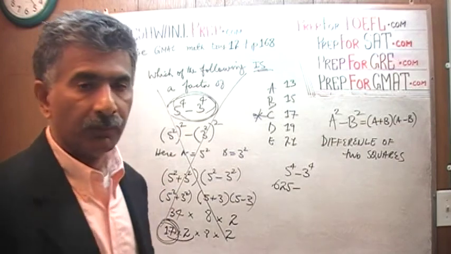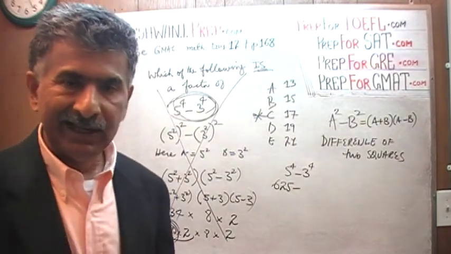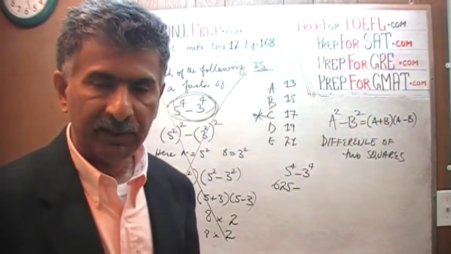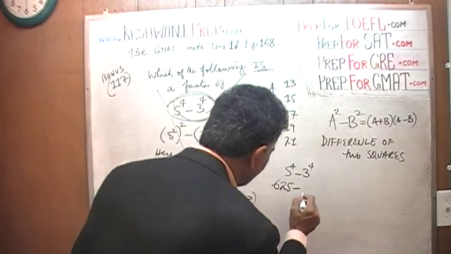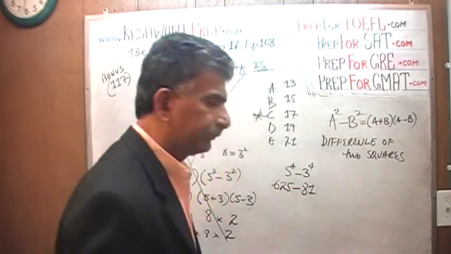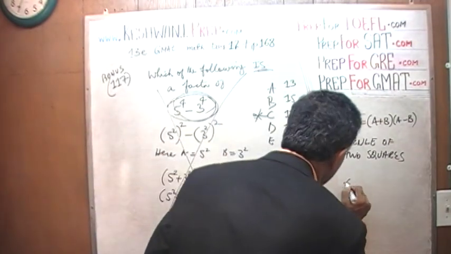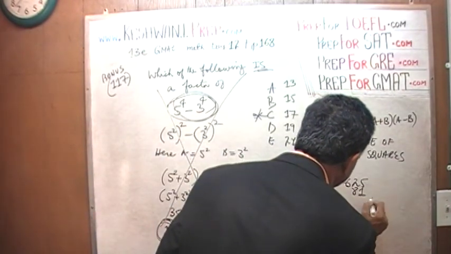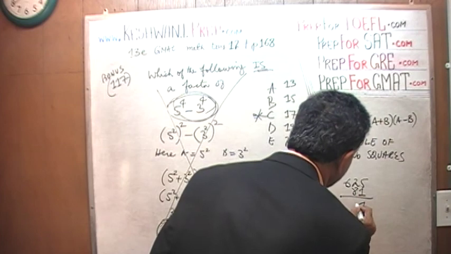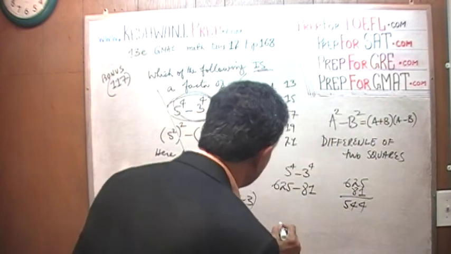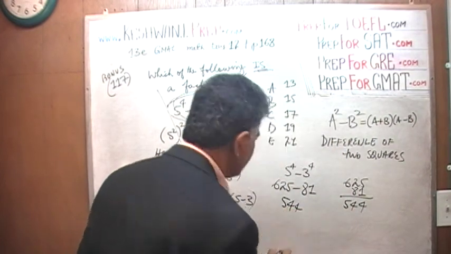Minus 3 raised to 4. 3 times 3 is 9. 9 times 3 is 27. And 27 times 3 is 81. You see how simple it is? You can do it with brute force. What is 625 minus 81? Let's find out. 625 minus 81 is 544.